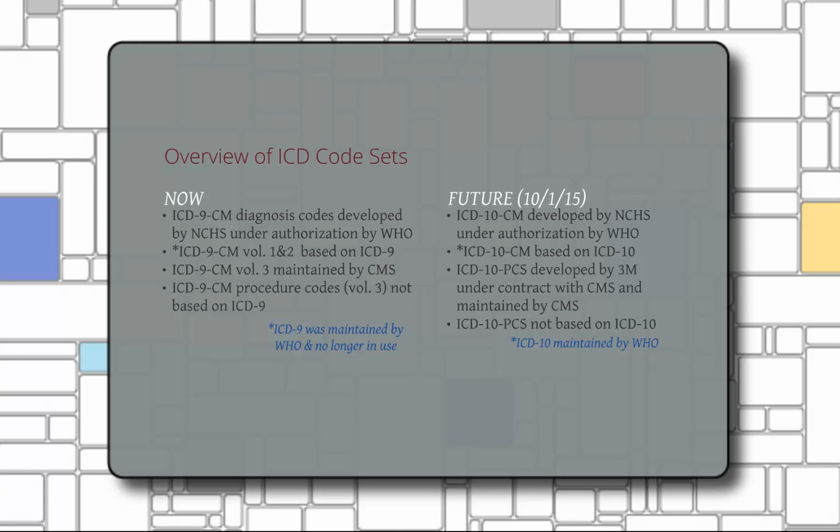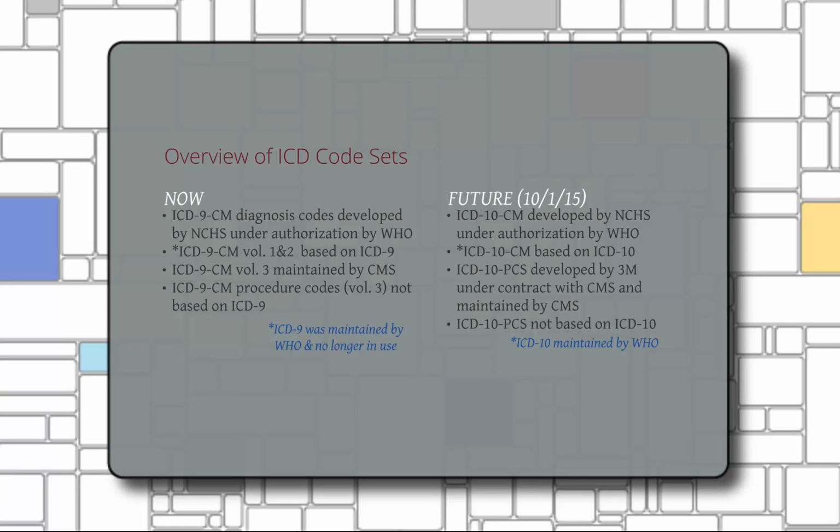ICD-9-CM and ICD-10-CM were developed by the National Center for Health Statistics under authorization by the World Health Organization. They are clinical modifications of the World Health Organization's ICD-9 and ICD-10 respectively. The clinically modified versions of ICD provide additional detail and greater specificity to meet the United States' needs. ICD-9-CM Volumes 1 and 2 are based on ICD-9, and they contain the list of diagnosis codes and the index to the code set.